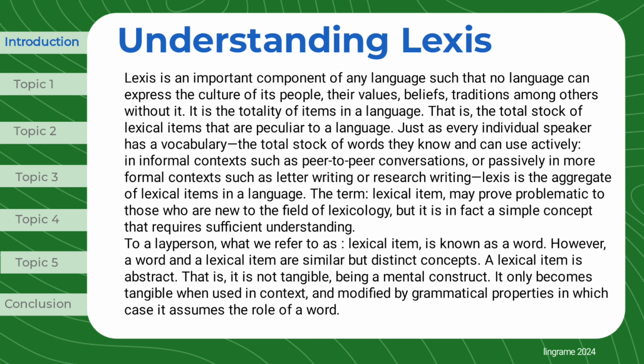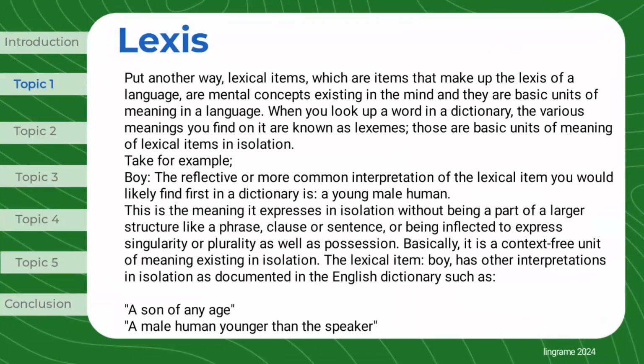To a layperson, what we refer to as lexical item is known as a word. However, a word and a lexical item are similar but distinct concepts. A lexical item is abstract. That is, it is not tangible, being a mental construct. It only becomes tangible when used in context, and modified by grammatical properties, in which case it assumes the role of a word. Put another way, lexical items, which are items that make up the lexis of a language, are mental concepts existing in the mind, and they are basic units of meaning in a language.